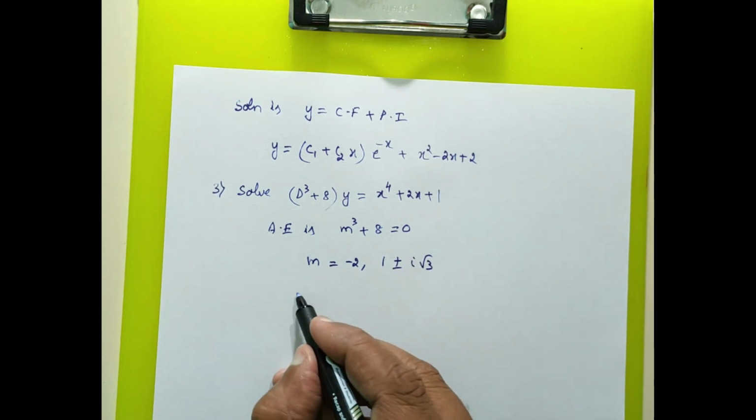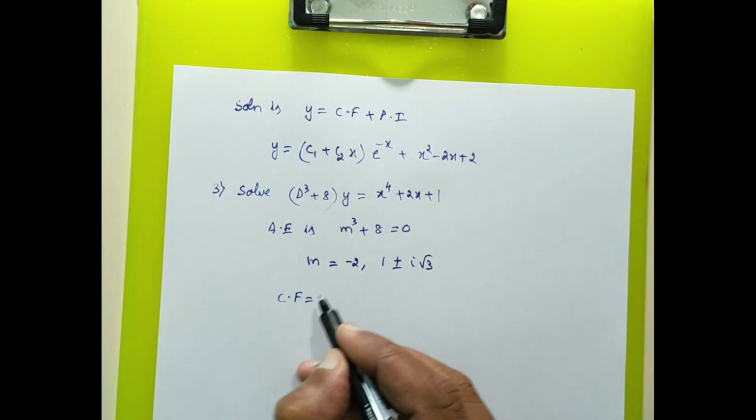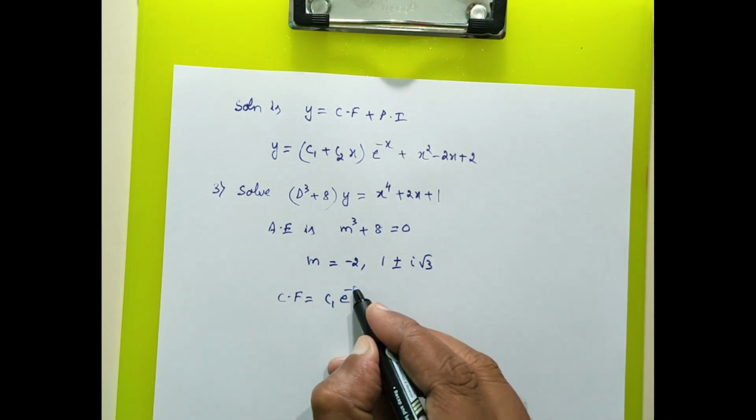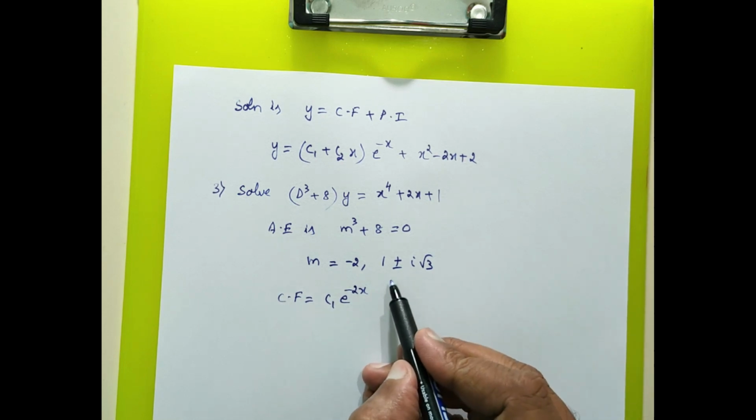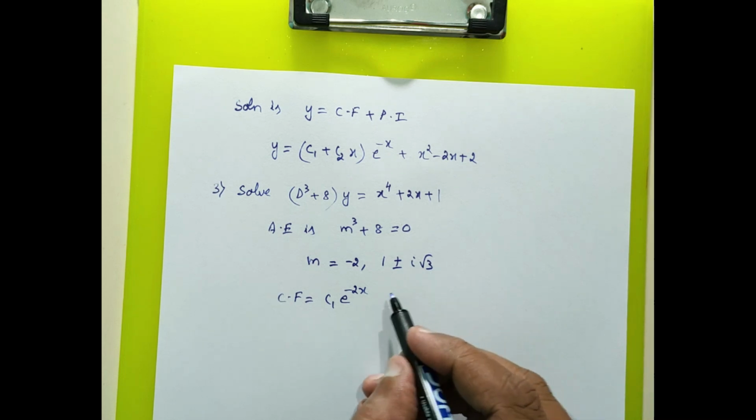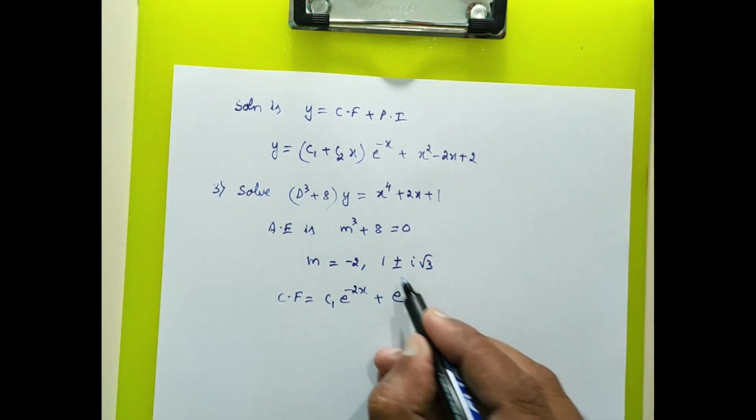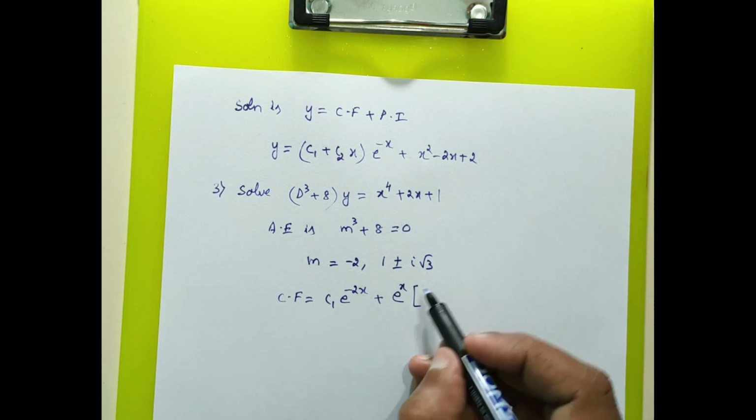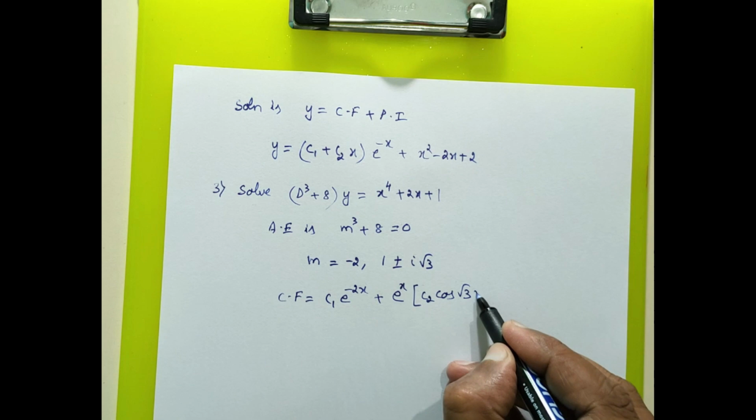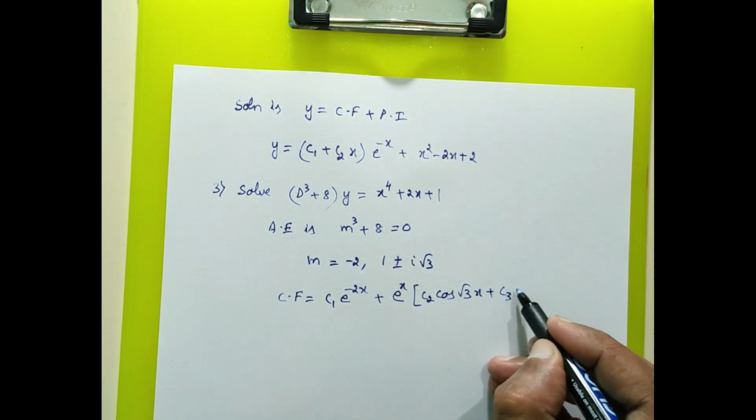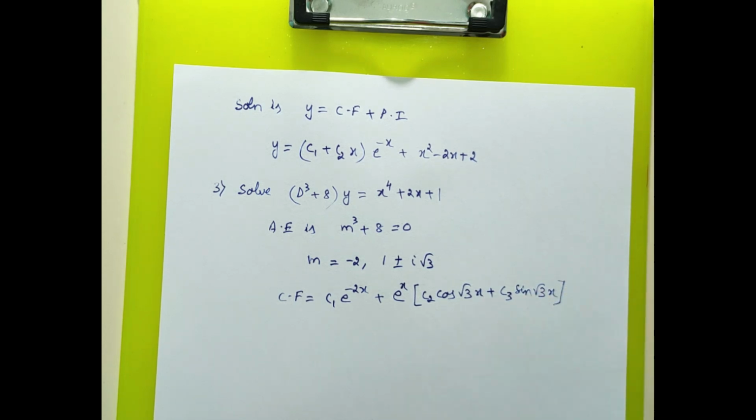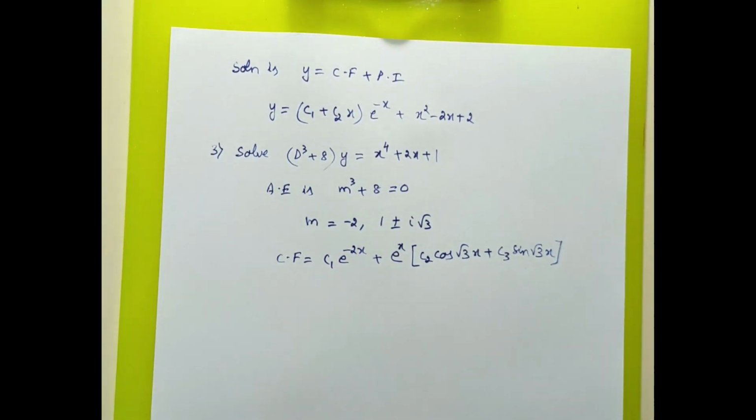If you write down the complementary function, the first root is a real root, so we get c1 e^(-2x). The next root is a complex root which is in the form of alpha ± i beta. So it is plus e^(1·x) into (c2 cos √3x + c3 sin √3x). So this is the complementary function.